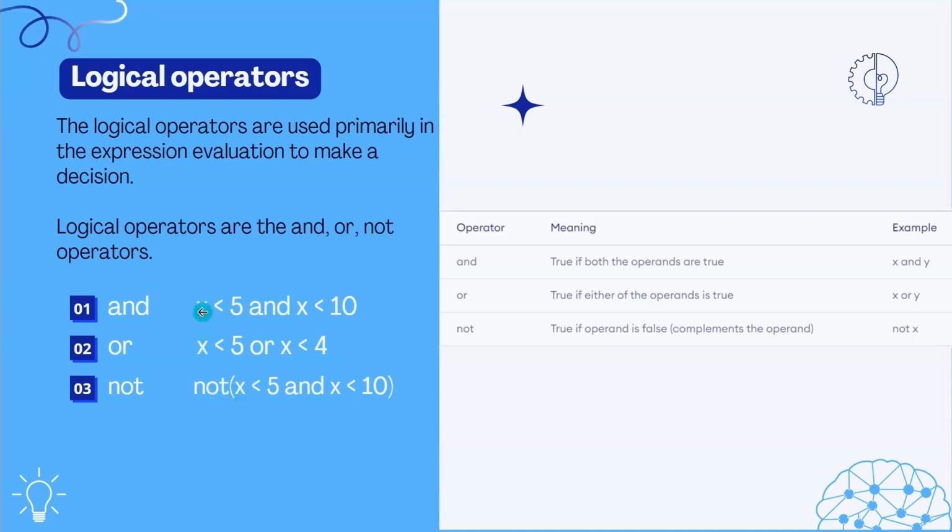And let's suppose the x value is 12, then this expression is false. And we use this expression with the NOT operator. Then it returns true. It is more clear when we do the practical. Let's go to the practical part.